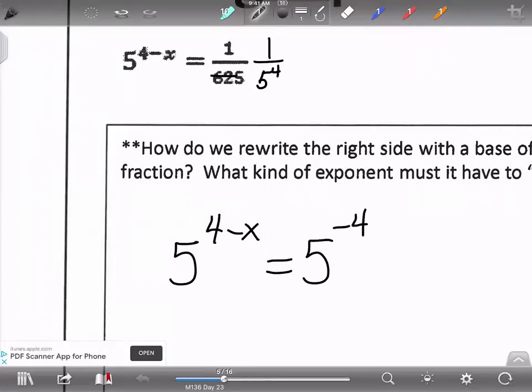If you type 5 caret key negative 4 in your calculator, you're going to get a decimal. You will get the same exact decimal if you type 1 divided by 625 in your calculator. Again, if you don't believe me, type it in your calculator. I promise it's true.